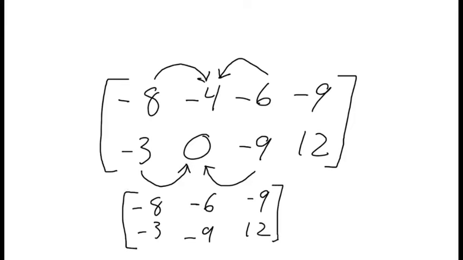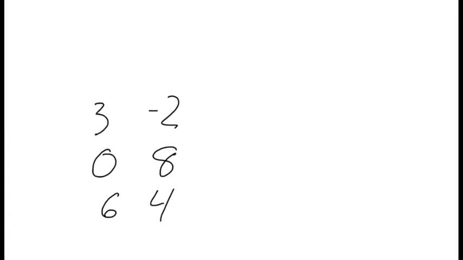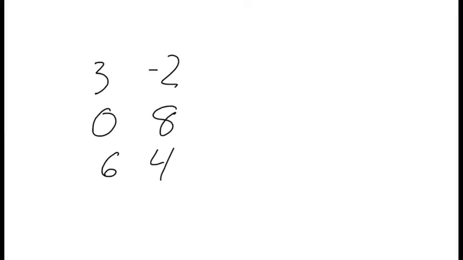We can also look at dominated rows. A dominating row is one that is larger than every other element in another row. For example, we can see here that 6 is larger than 3 and 4 is larger than -2. So row 3 dominates row 1. If we want to rewrite this without that dominated row, we would just have 0, 8, 6, 4.